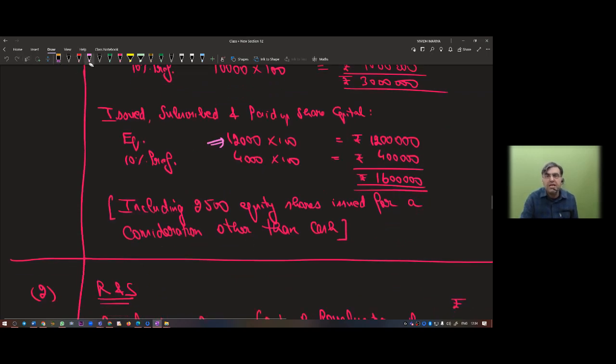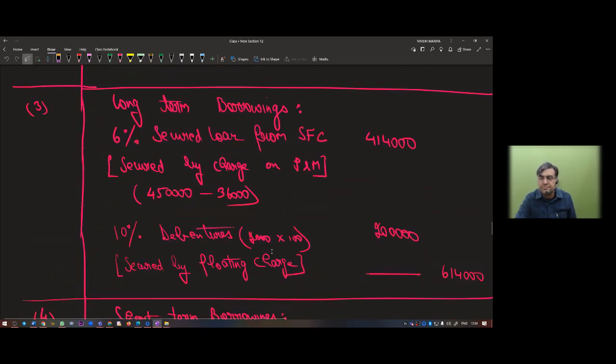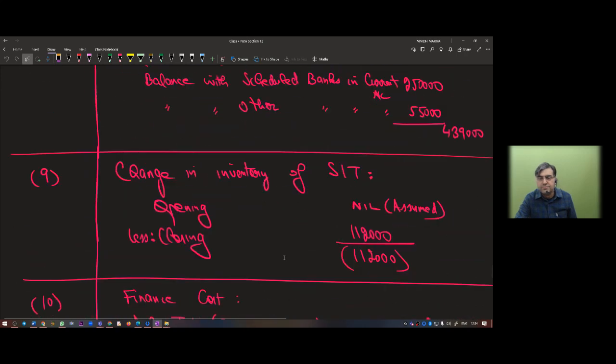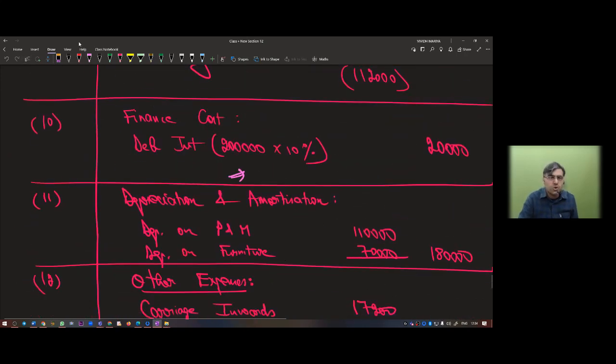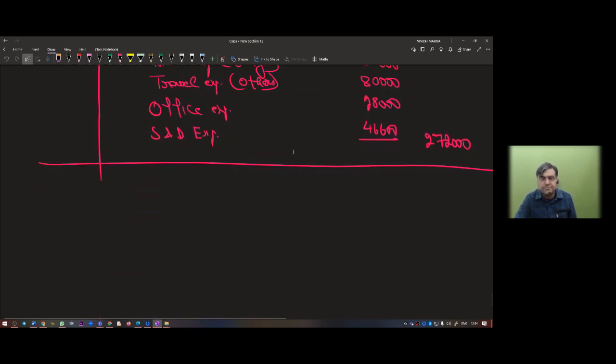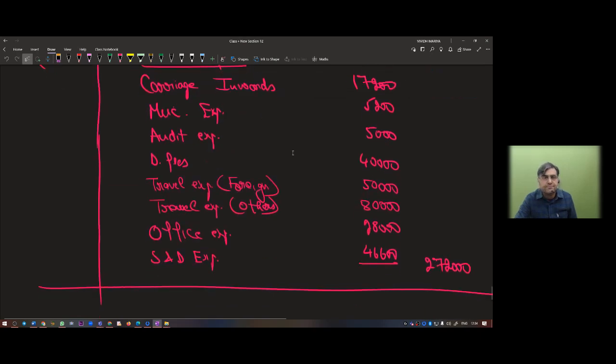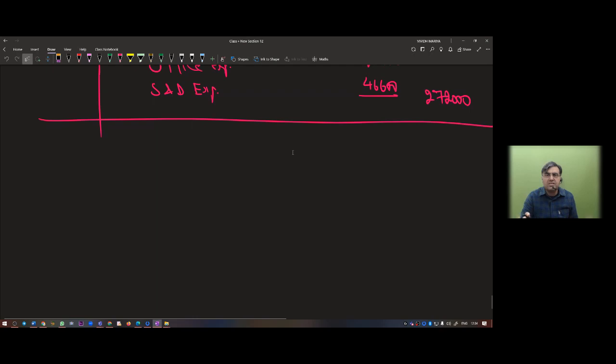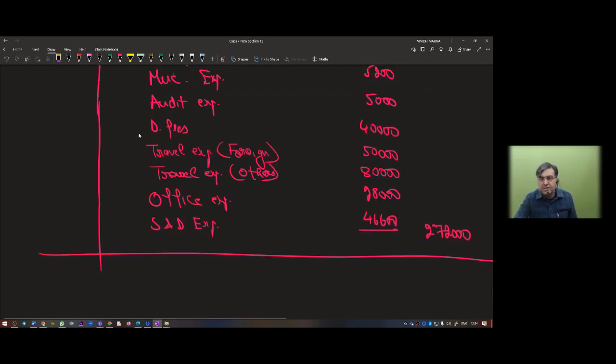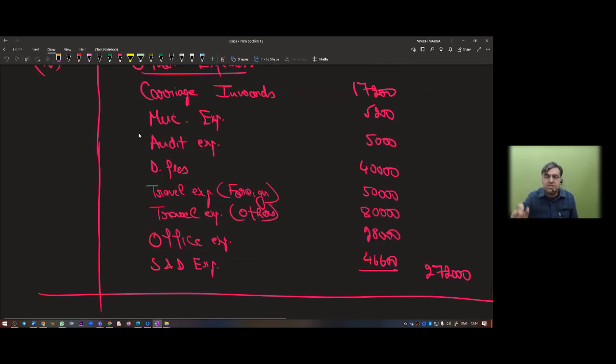Issued share capital including bonus shares is 12 lakhs, 12,000 shares of 100 each. Finance cost is only debenture interest. I will give a note. And selling and distribution expense is part of other expenses. All said, all done. Concept wise, error not possible. Totaling has been rechecked and now found everything correct.